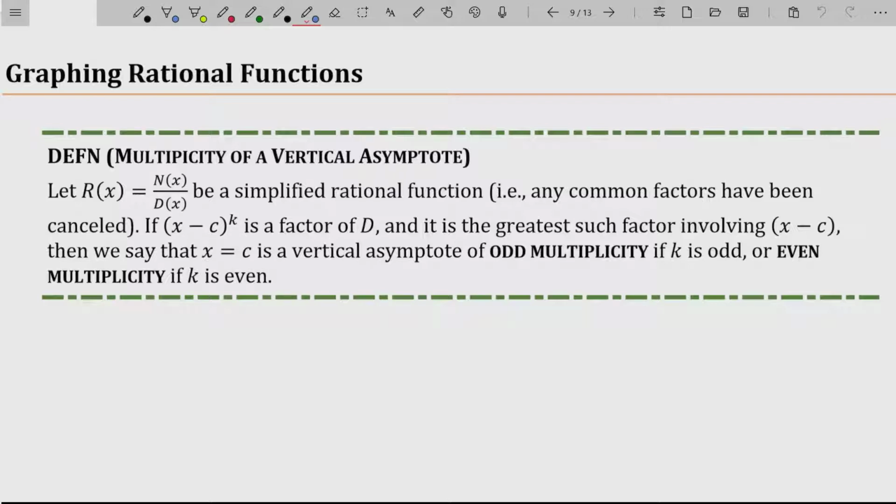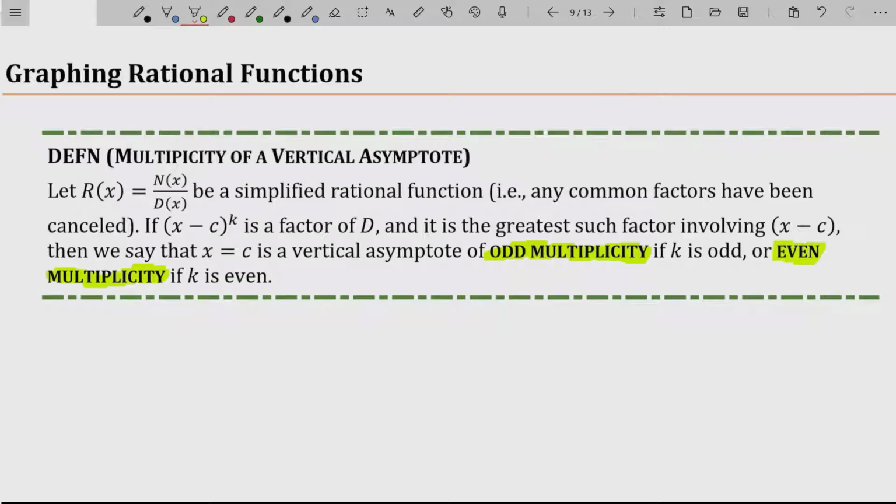Anyhow, if you still have factors in that denominator, like (x minus c) raised to the k power, so that could be like (x minus 2) to the 10th or something like that. If that's a factor of the denominator and it's the largest such factor involving that x minus c, in other words, you can't factor out any more powers of x minus c, then we would say that x equals c is a vertical asymptote of odd multiplicity if the power is odd, or even multiplicity if that power is even.